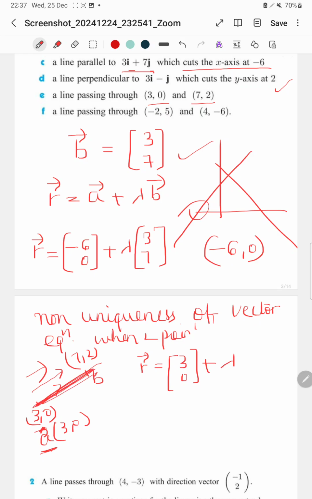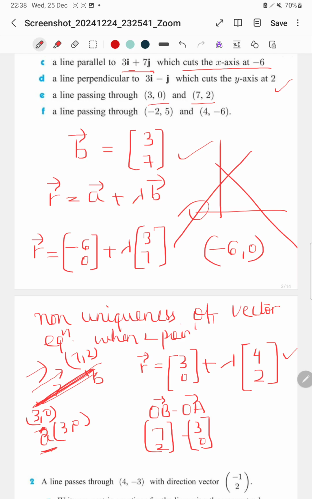If I am taking this direction vector, it will be B minus A, the OB minus OA you can say, because we always subtract the position vectors. OB minus OA, so that will be (7, 2) take away (3, 0). So what I got from here: 7 take away 3 is 4 and 2 take away 0 is just 2. So this is the one equation.